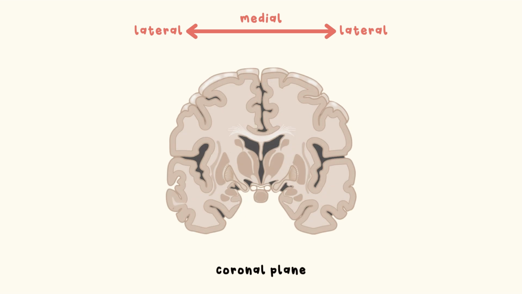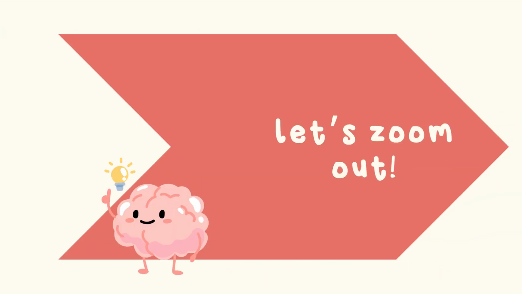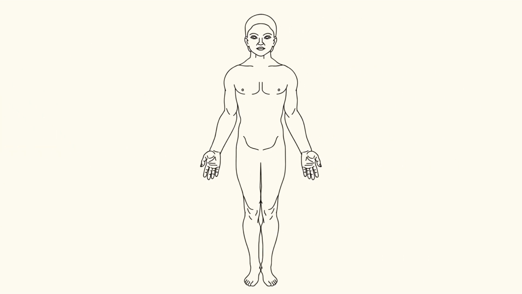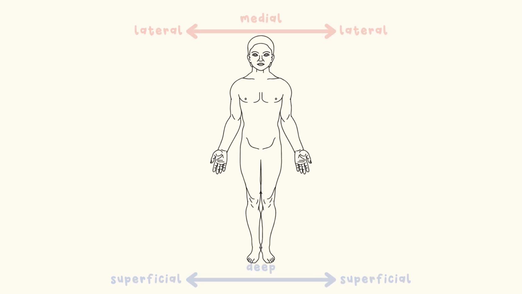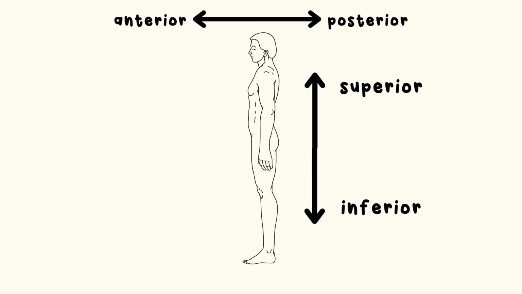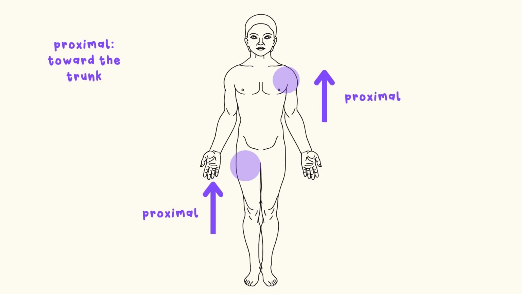We can also use a coronal plane to identify the terms deep and superficial. While superficial means closer to the surface, deep means further away from the surface. Let's zoom out. You'll notice that the terms medial and lateral, as well as deep and superficial, also apply to the full body. And again, in review, you can see that superior and inferior, as well as anterior and posterior, also apply. Building off, we can introduce proximal and distal.